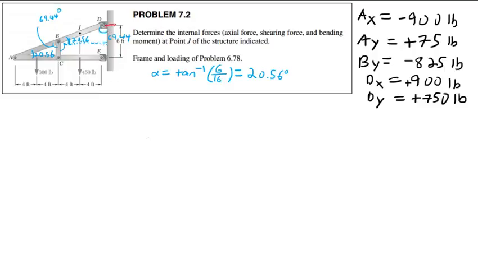Okay, so this one is going to be 900. I'm just going to put all the external forces on here. 900, 750, and then 825, let's draw it as downward, 825, and then let's say that's 975, 75.